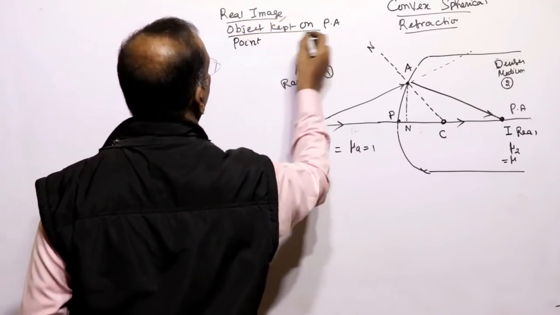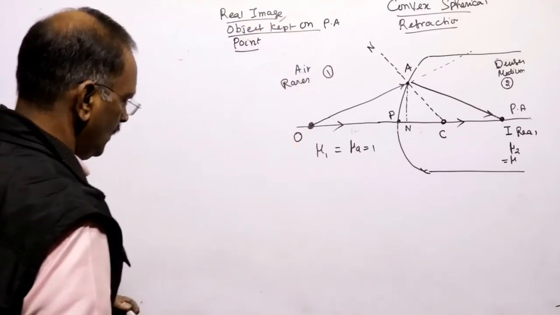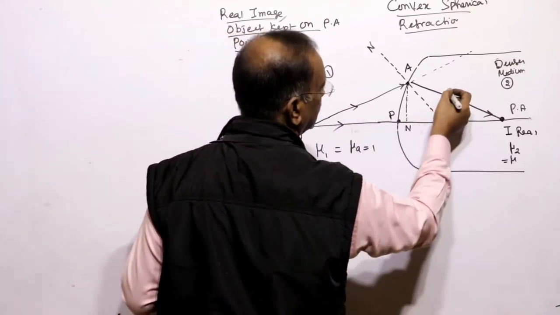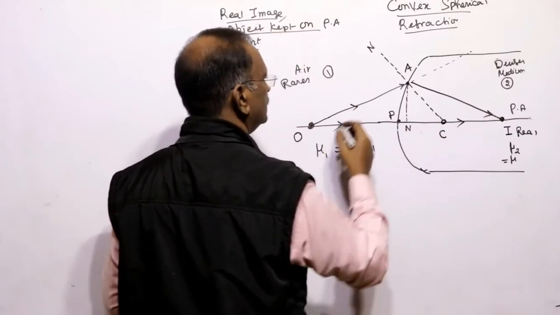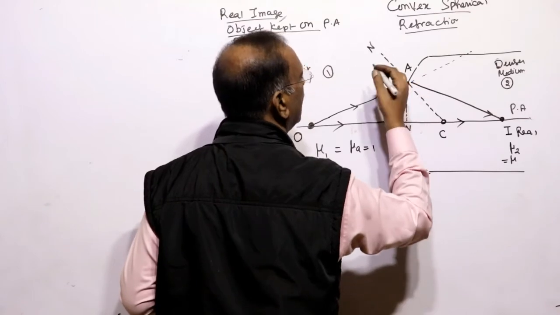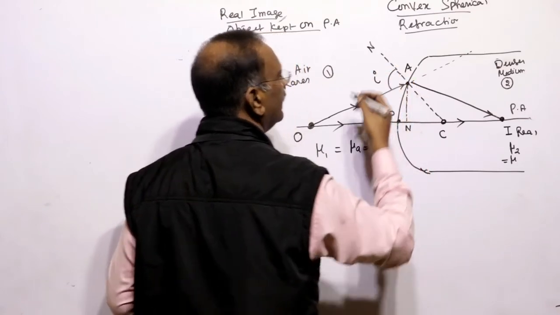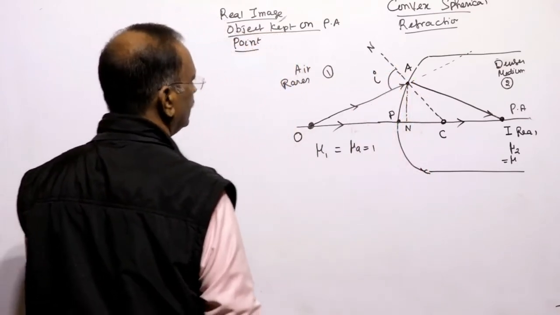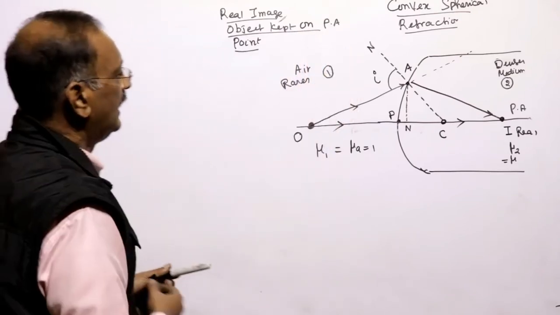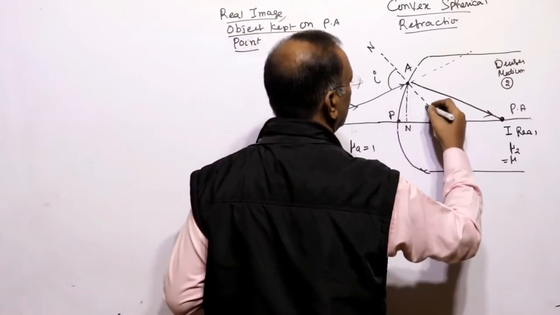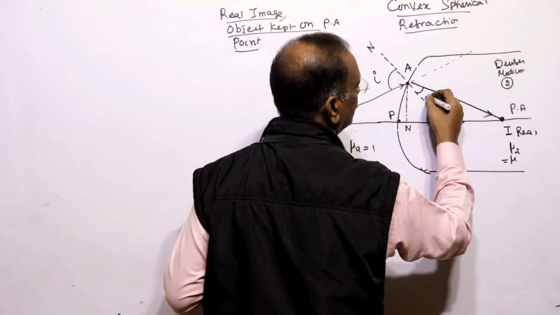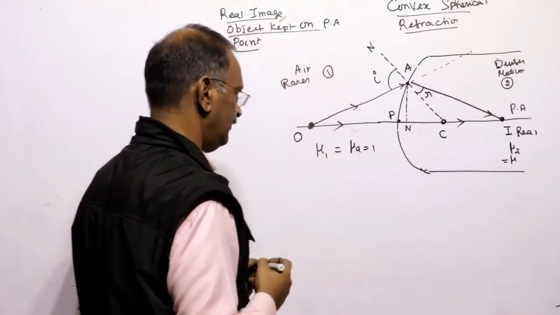With this condition, we are drawing the equation for this one. Okay, now we have done, there is a ray going like this. This is the normal and this is the incident ray. The angle between the normal and the incident ray is the angle of incidence. And this is the normal and this is the refracted ray. The angle between the normal and the refracted ray is the angle of refraction.